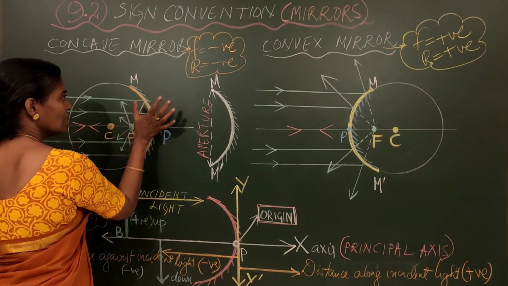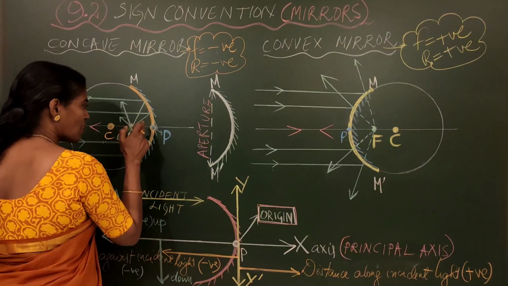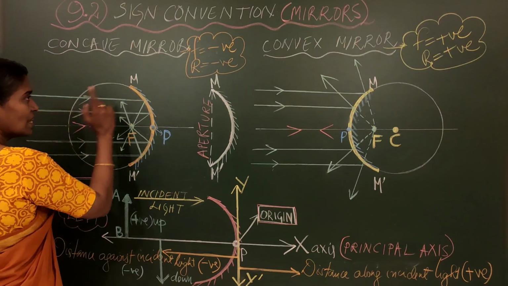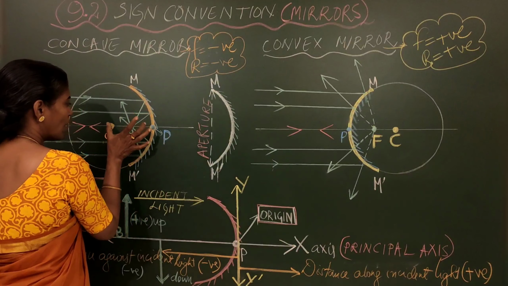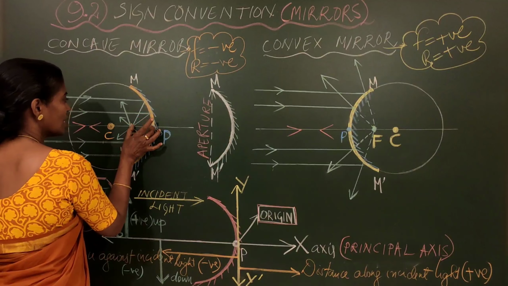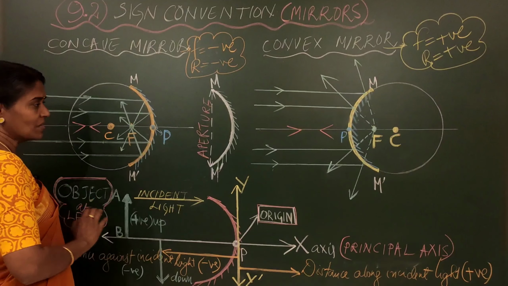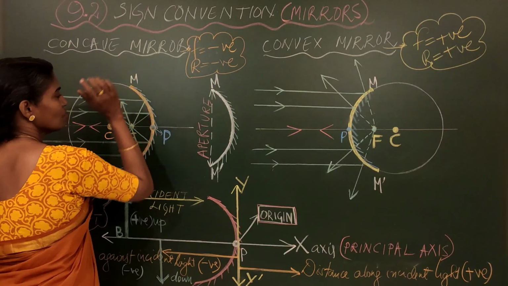Again, measure R from P to C. P to C is against the incident light, so that is negative. So R is negative and F is negative, because light is coming from left to right. That's the case for a concave mirror.